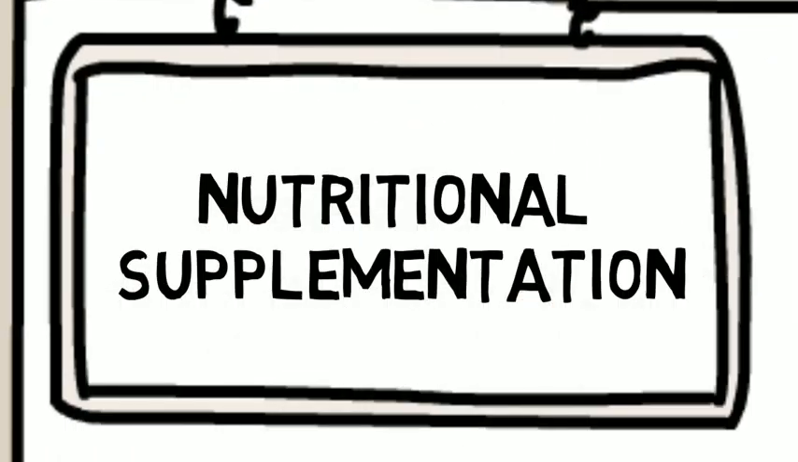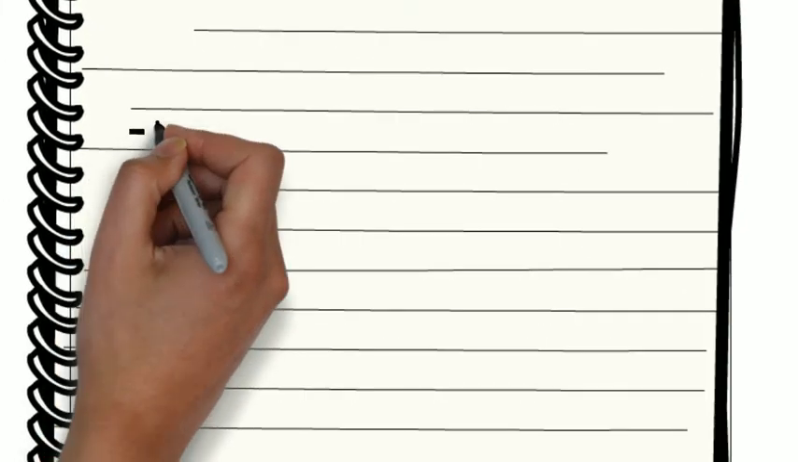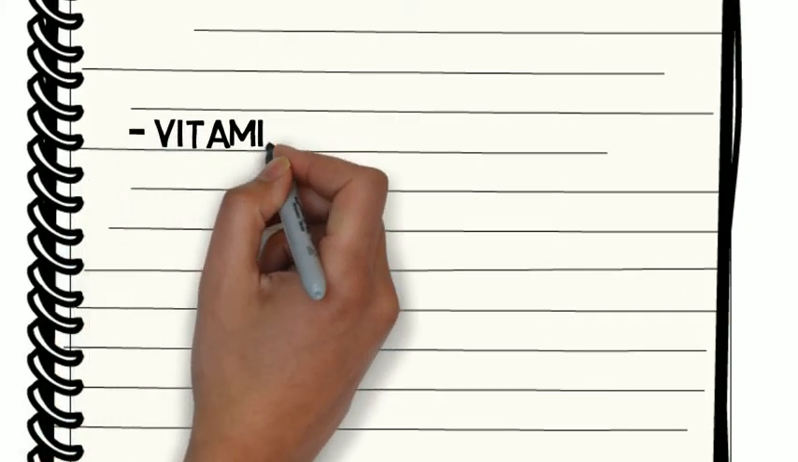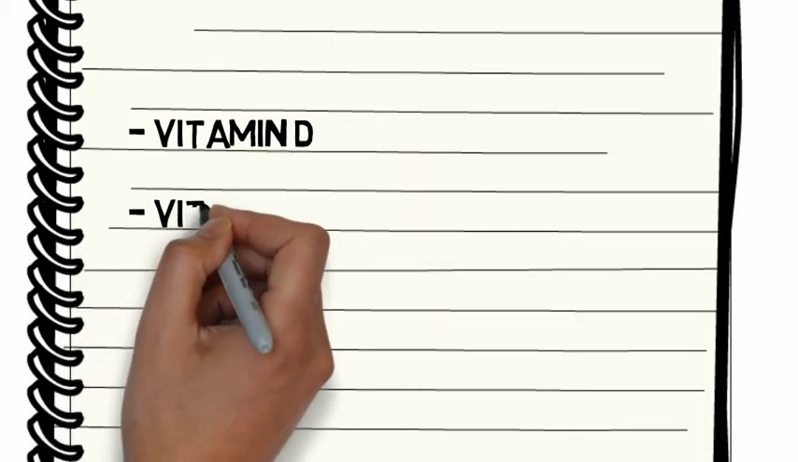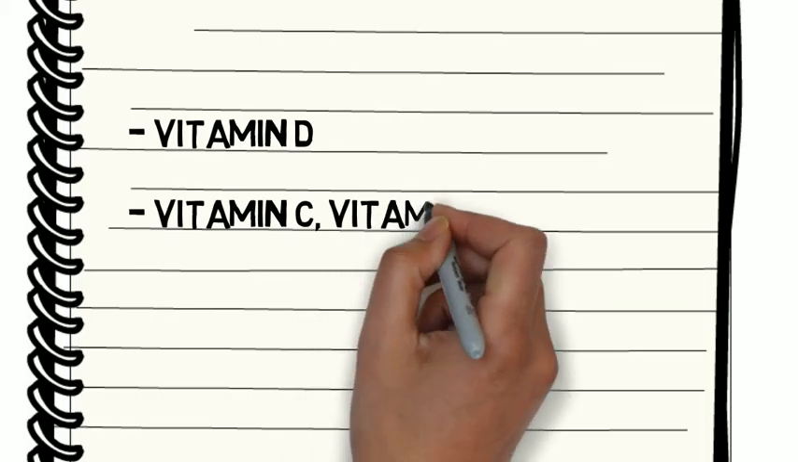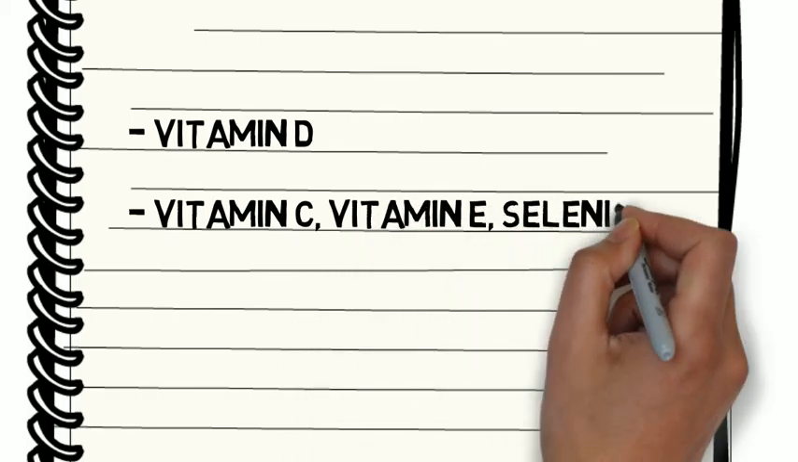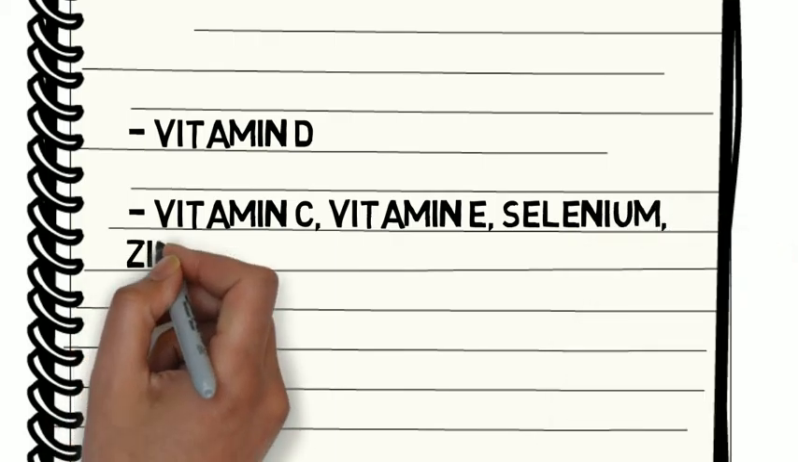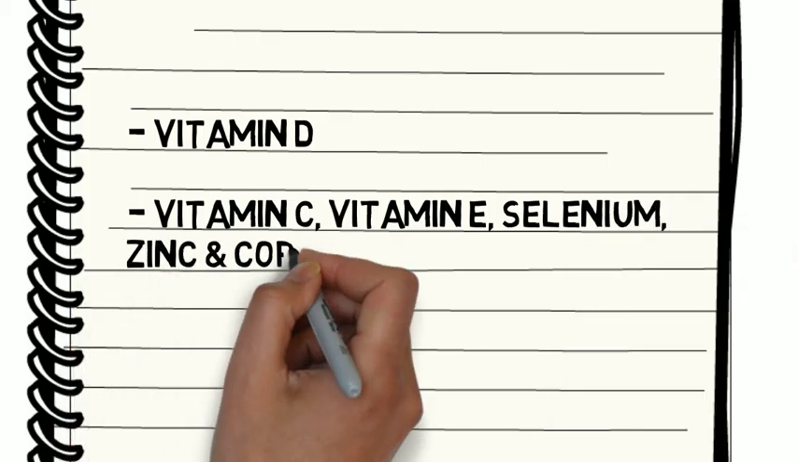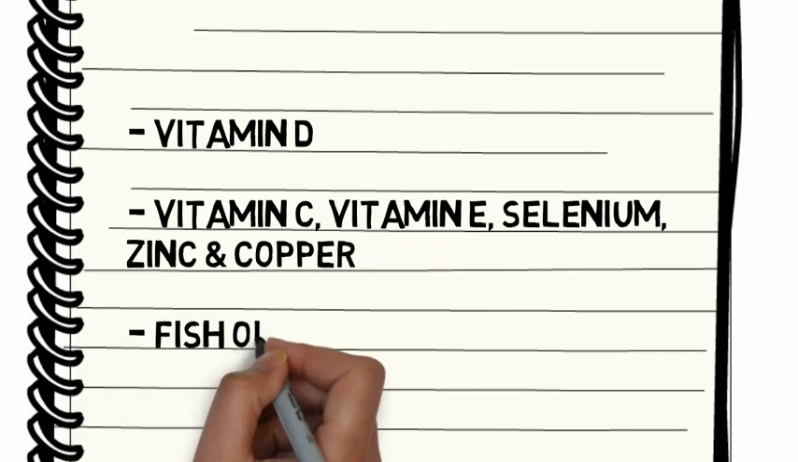Some nutritional supplementation that can benefit people with osteoarthritis is vitamin D. People who are overweight are more likely to have low levels of vitamin D. Also vitamin C, vitamin E, selenium, zinc, and copper. These antioxidants help reduce pain symptoms. Fish oils, which are rich in omega-3 fatty acids, have been shown to reduce inflammation.